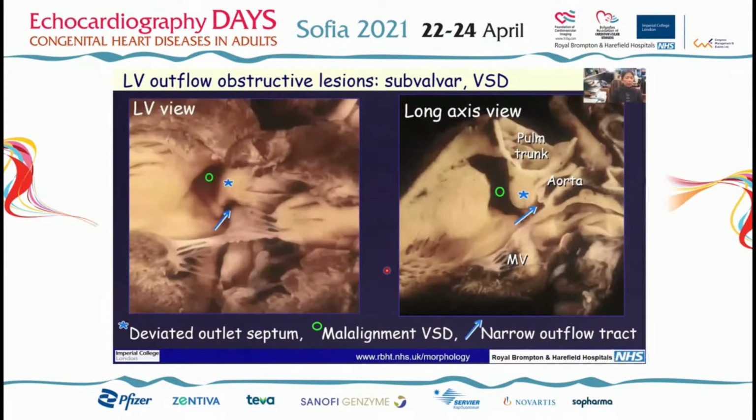And this is an example associated with a ventricular septal defect with malalignment into the left ventricle. So you look up to the outflow tract, you see the outlet septum deviated into the left ventricle, very severely obstructing the outflow tract to the aortic valve. And the longitudinal cut shows you just how obstructed this outflow tract is.